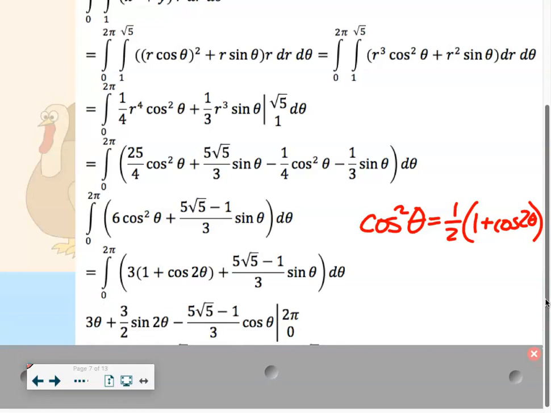Does that not ring a bell? Once you get there, you plug in your 2 pi and you plug in your 0. The nice thing is that the sine is just gone.